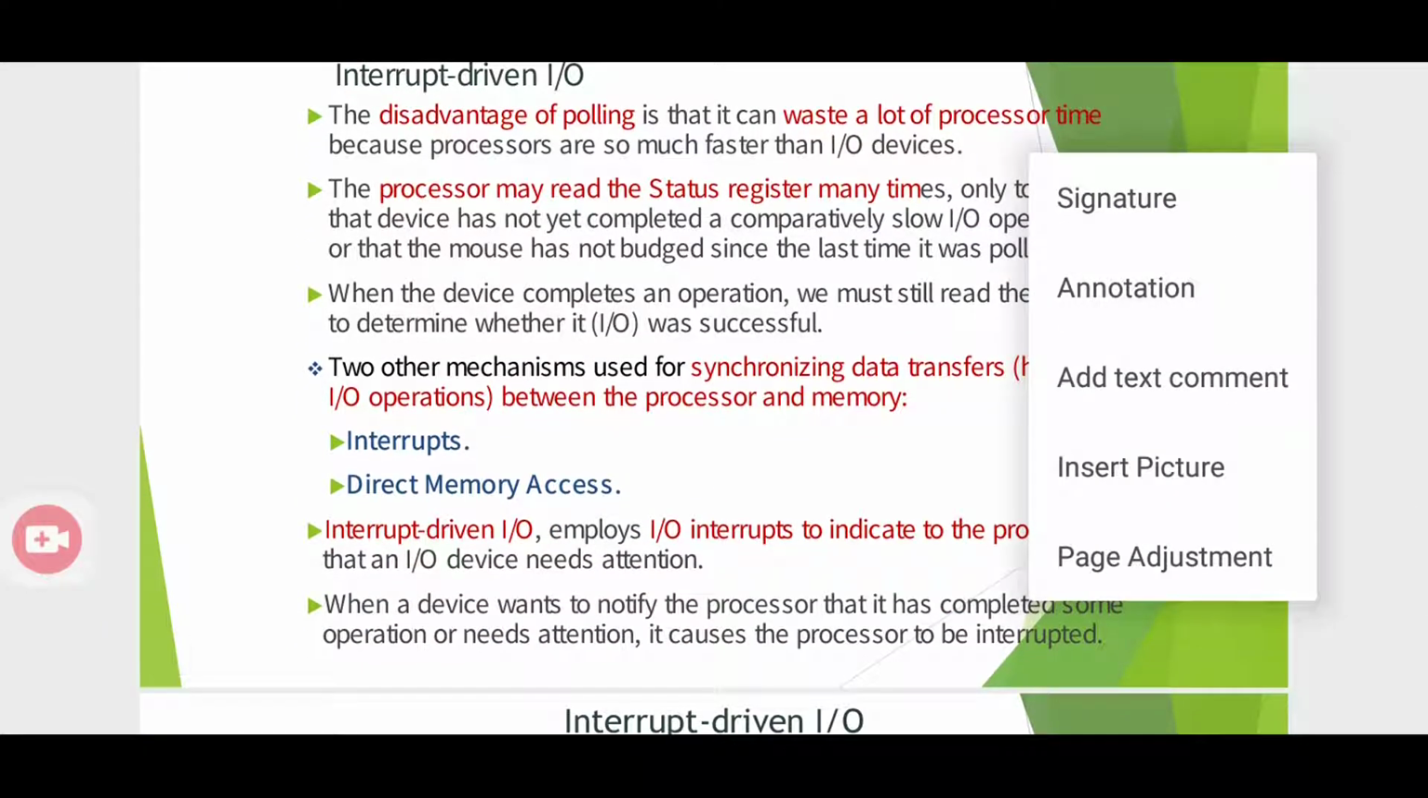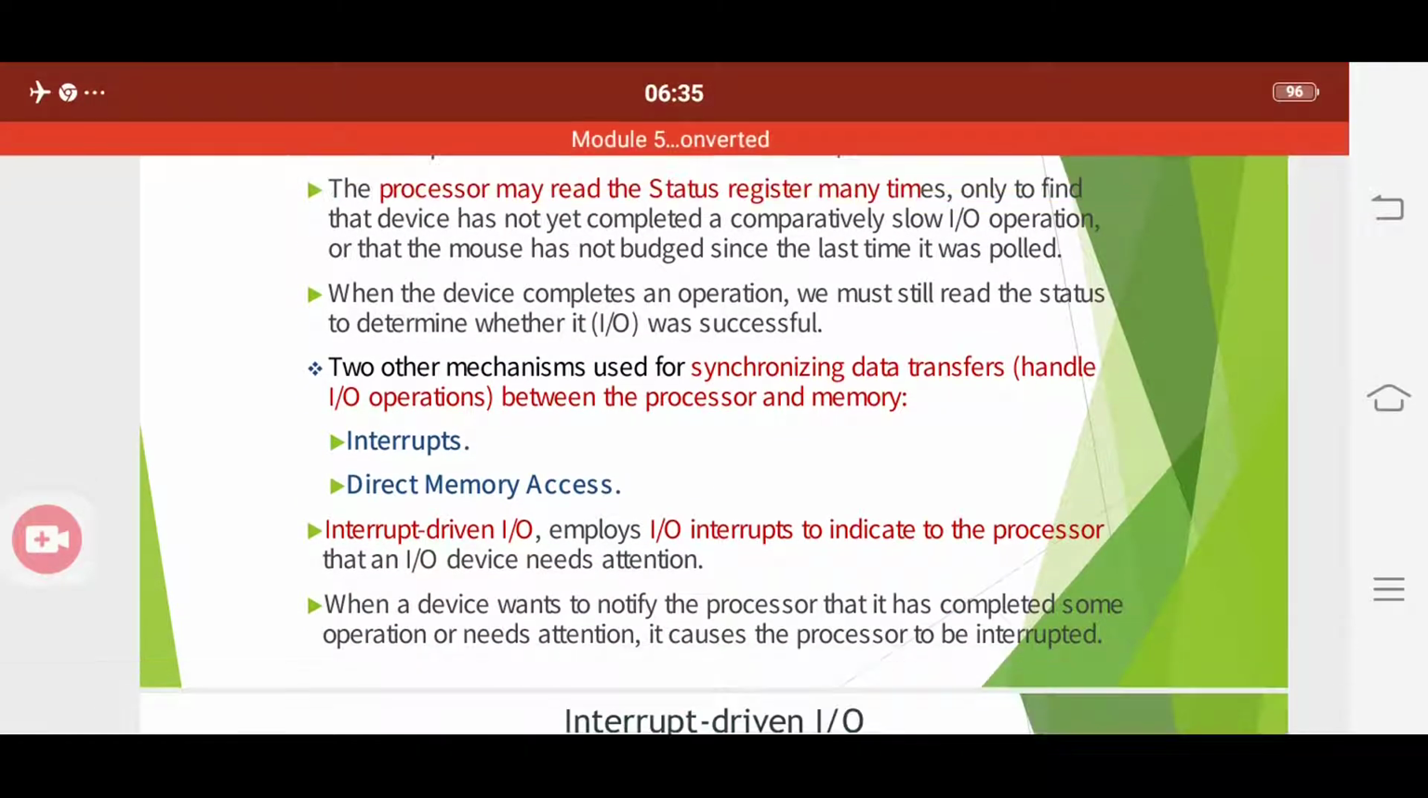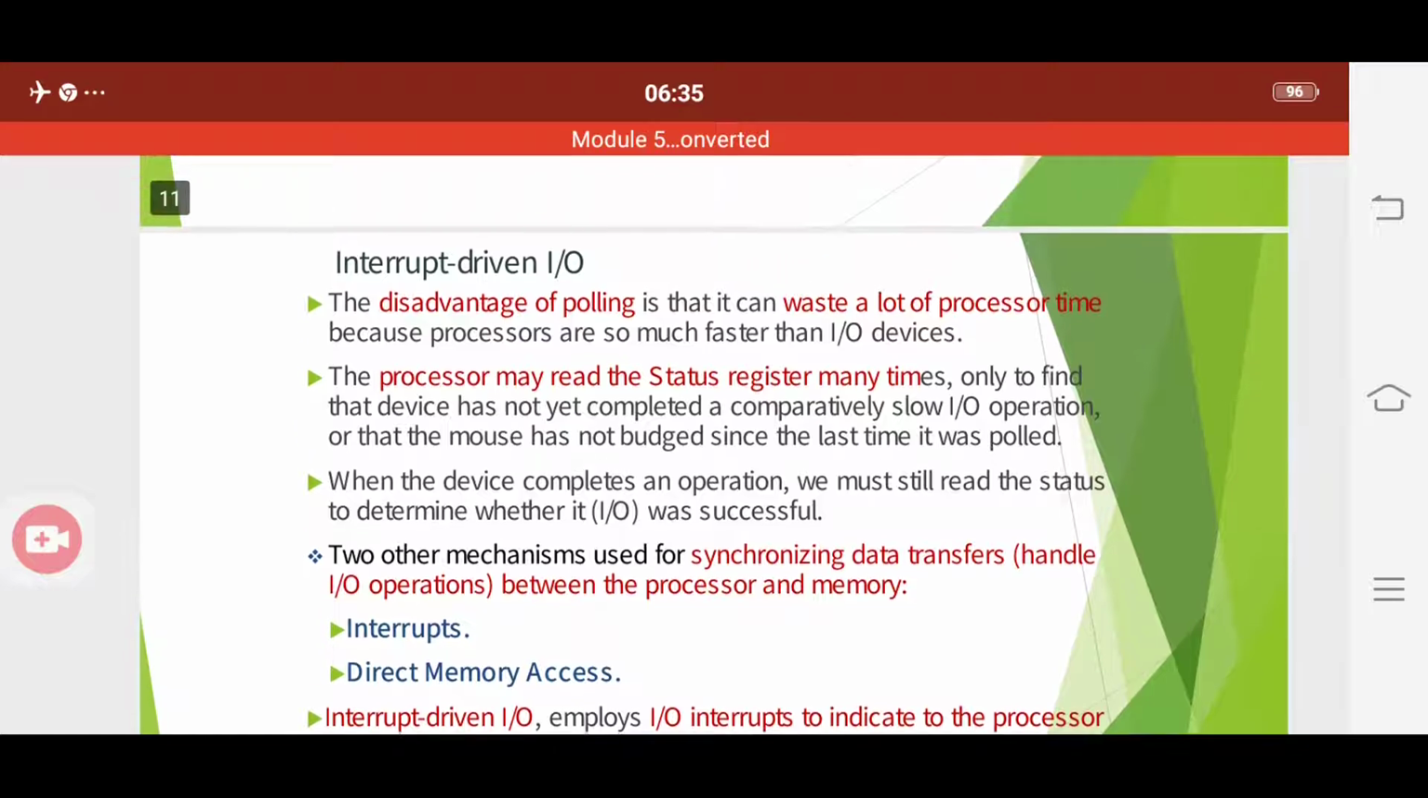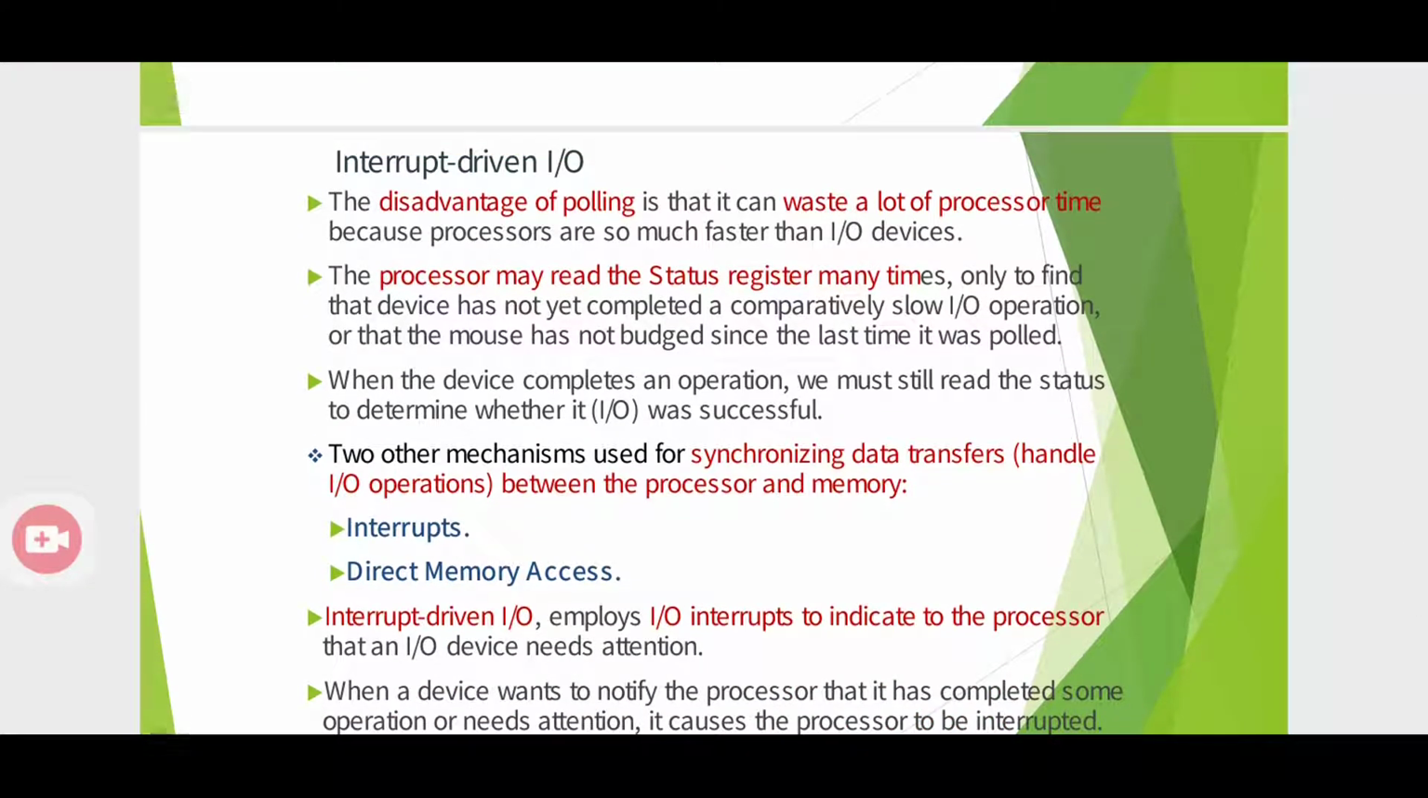Next one is interrupt driven IO. Even after we use the polling mechanism, it has some disadvantages. It can waste a lot of processor time. That is the main disadvantage. The processor is continuously monitoring the status of the input-output devices. Also, the processor may read the status register many times because it needs the status of a particular IO device. So continuously they are reading or monitoring the status register. That is also a disadvantage.